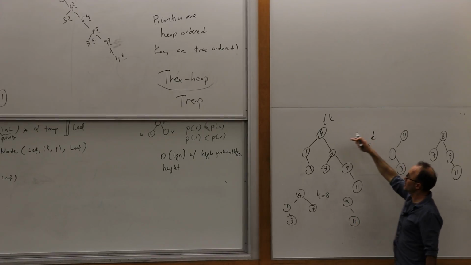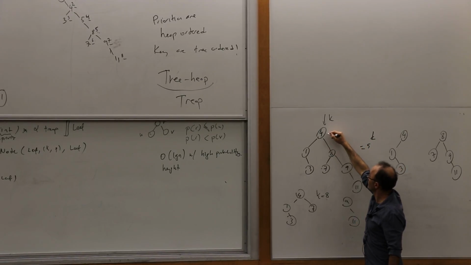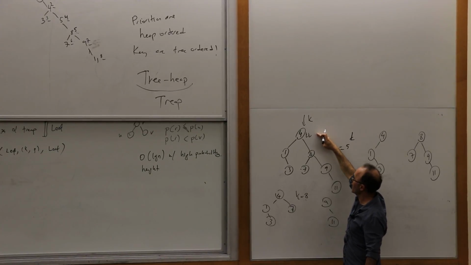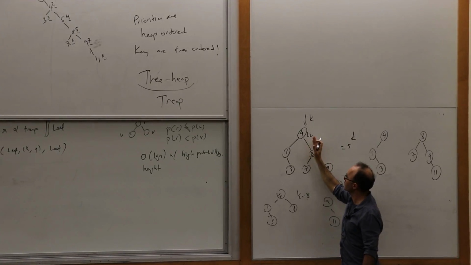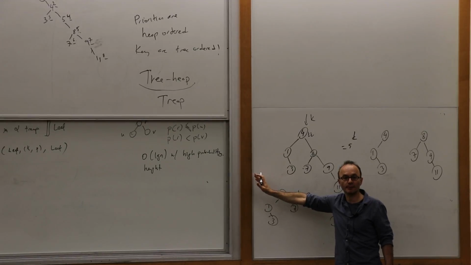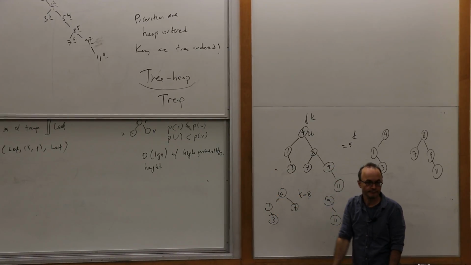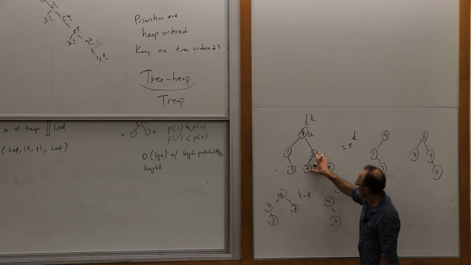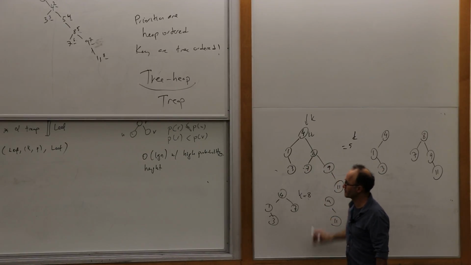We compare the key to this guy, okay? So this is our KK, the root. If key is greater than KK, we know that KK and all its left subtree is going to go to the left. Okay? So we're going to basically continue to the right-hand side.